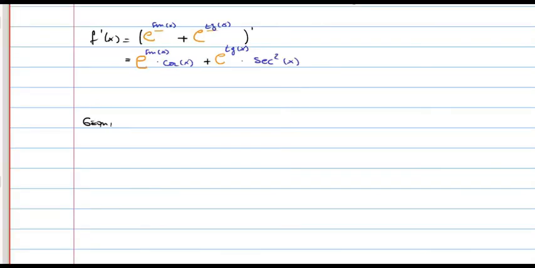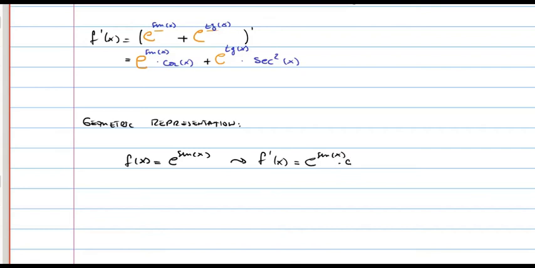Now let's do a geometric interpretation of what the derivative means. If we have the function f of x equal to e to the sine of x, then we know with all the calculations we just did that f prime of x is e to the sine of x times the cosine of x. So let's look at these two functions for a minute.